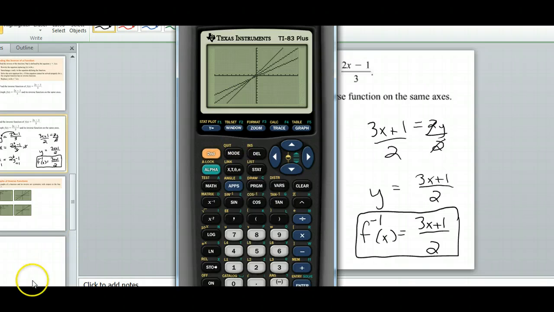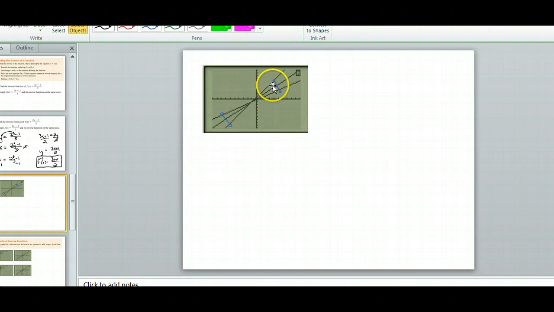So what we mean by that is, if I pick any point on the original line, say like this point on the original line, and I reflect it over the y equals x line, I'll go straight through that distance, come out, and I'll hit a point on the inverse function's line. Any point on the original, reflected over y equals x, the same distance, and I'll hit a point on the other graph. Okay, that's what we mean by it's reflected over that line.